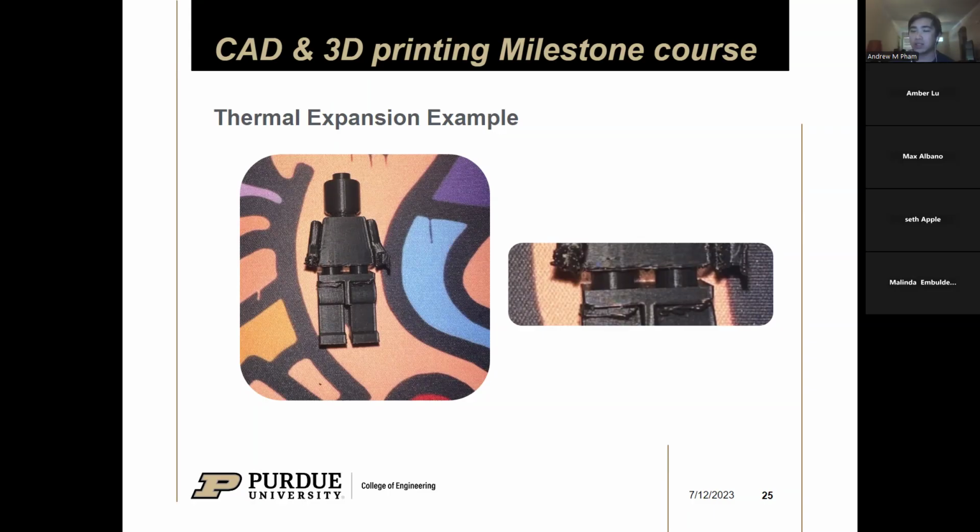And for the clearance for the M3 bolt, the bolt is 3 millimeters in diameter. But when I make my hole, I make it like 3.2. So typically some fit after the thermal expansion. It works out pretty well.